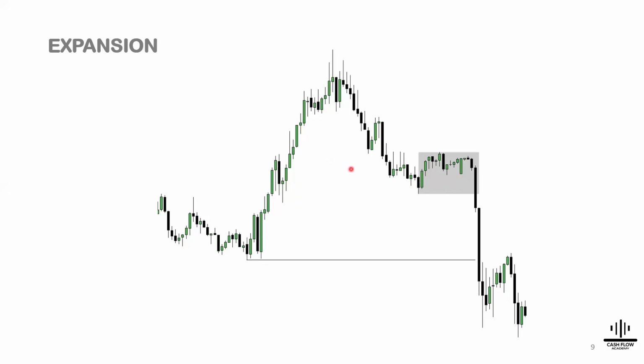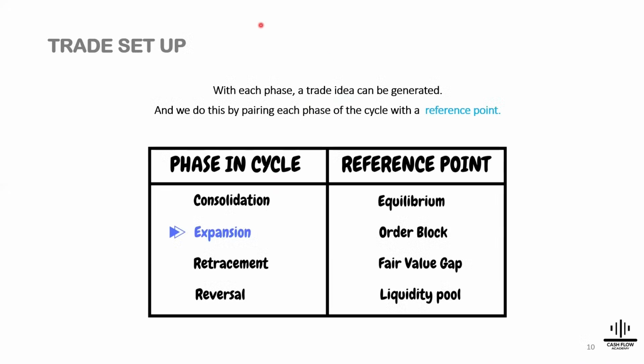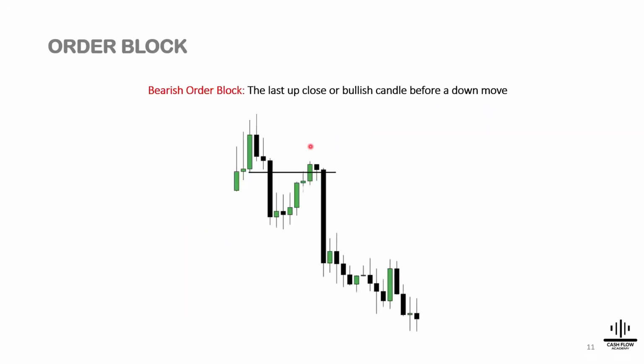So let's move on. So now, how can you use this for a trade setup? With each phase, a trade idea can be generated. And we do this by pairing each phase of the cycle with a reference point. Now, we pair consolidation with equilibrium. We expect consolidation at area of equilibrium. And as price is consolidating, it consolidates close to the area of equilibrium. Then we pair expansion with another block. All right. So what's another block?